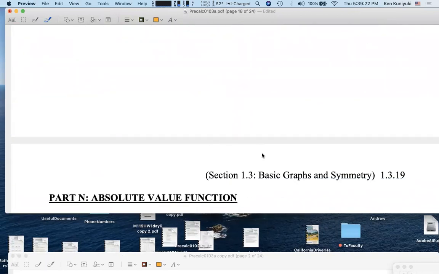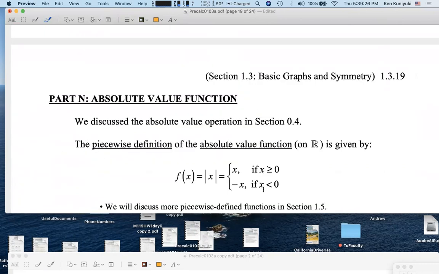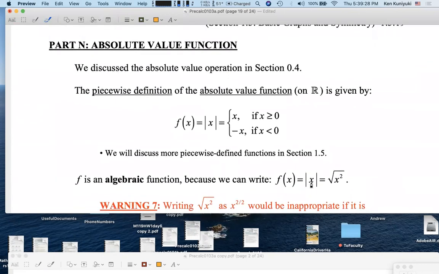What about absolute value? Now, actually, this is an algebraic function because you can think of the absolute value of x as the square root of x squared. But here's the piecewise definition. We have basically y equals x if x is non-negative, and y equals the opposite of x if x is negative. How do you graph these?